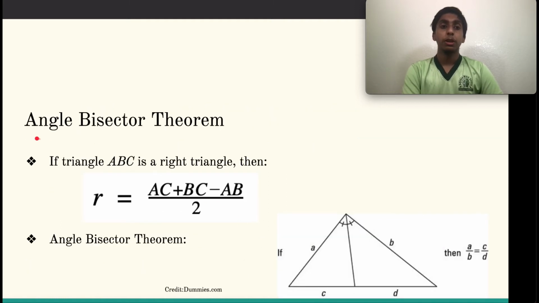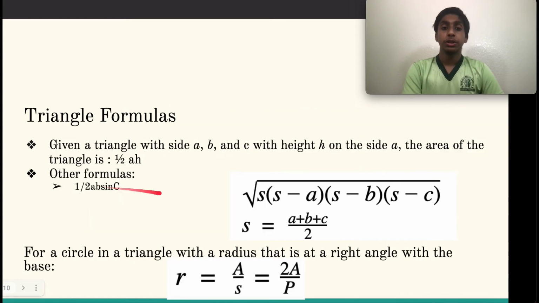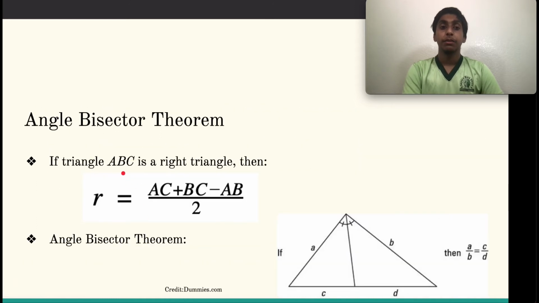Okay, so, the angle bisector theorem. If we have the triangle ABC, which is a right triangle, then our radius is going to be AC plus BC minus AB over 2. So again, we're going back to this original situation with a circle in a triangle. In that case, we have a right triangle this time, with a circle in the right triangle, then AC, which is one of the sides, plus BC minus AB over 2 is going to give you R. Again, this is based upon whether you have a right triangle.